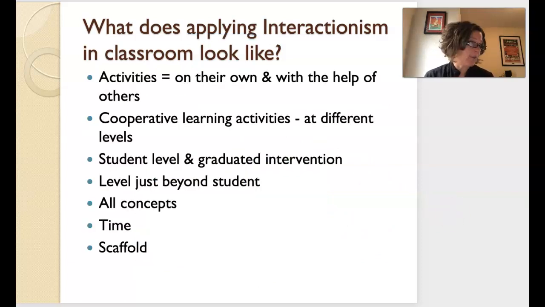Okay, so what does this look like in the classroom? Teachers must plan activities that encompass really not only what the children are capable of doing on their own, but what they can learn with the help of others. Okay. There's lots of cooperative learning activities with groups of children at different levels. So groups are not like level 1, level 2, level 3, level 4. They're all mixed so that they can really learn from each other. Teacher knows each student's level and engages in graduated intervention. So this is that scaffolding, right? That you know where that child is at and you just keep helping them get there.